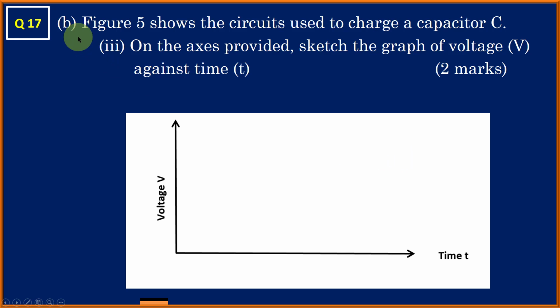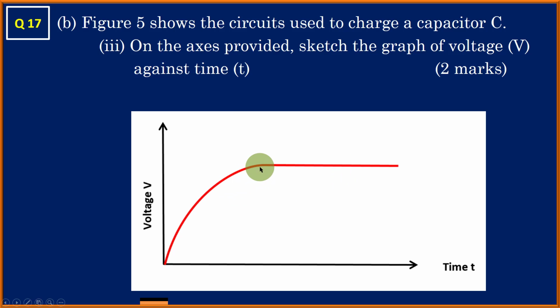Now when it comes to part B, we have been asked that figure 5 shows the circuit used to charge a capacitor. On the axis provided, sketch the graph of voltage against the time for the charging process. So the voltage is going to increase until it flattens out when the capacitor is fully charged, like that. So the voltage increases like that and then becomes constant. When it becomes constant, we are sure the capacitor is fully charged.